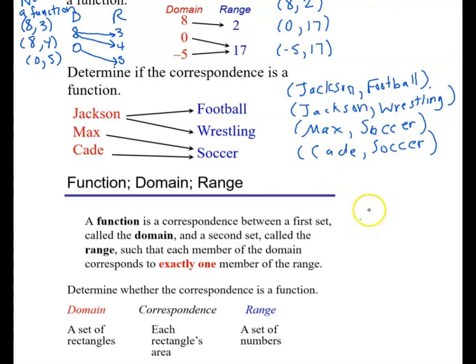when we're looking at this, we're worried about what's in this first blank. Are the x's all different? We don't care about the y's, okay? Because Jackson is listed twice in the x value, this is not a function. It doesn't matter that soccer is listed twice. It only matters in the x value.